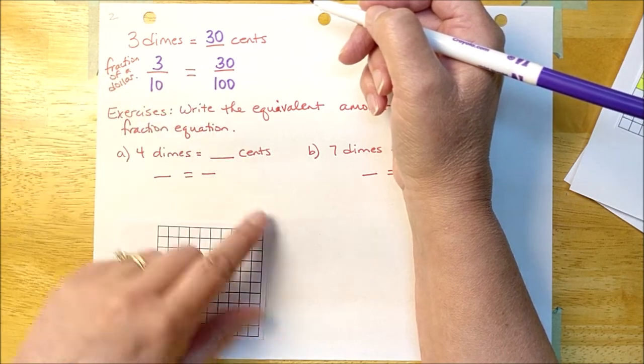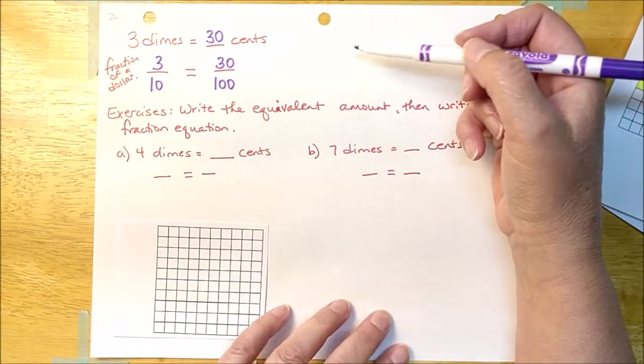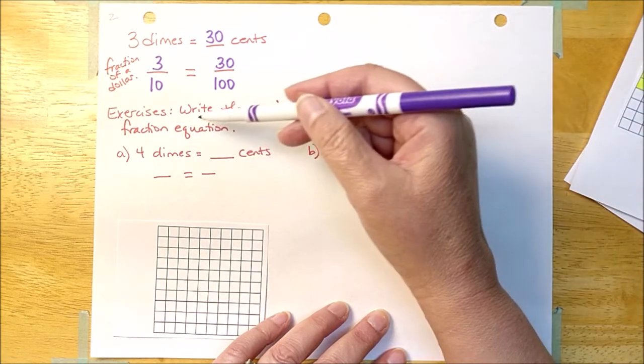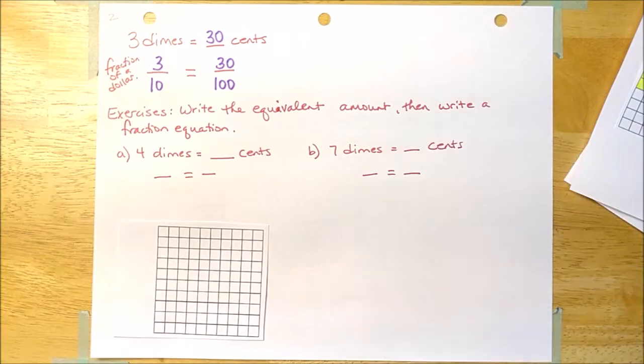3/10ths equals 30/100ths. So we're going to see if we can write the equivalent amount and then write an equivalent fraction. So I'd like you to pause and see if you can do that on your own.